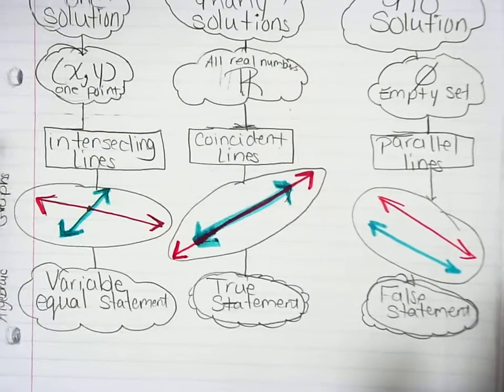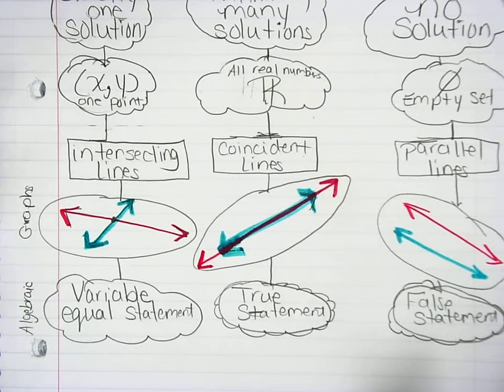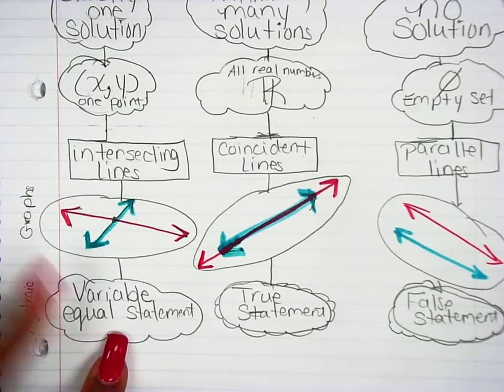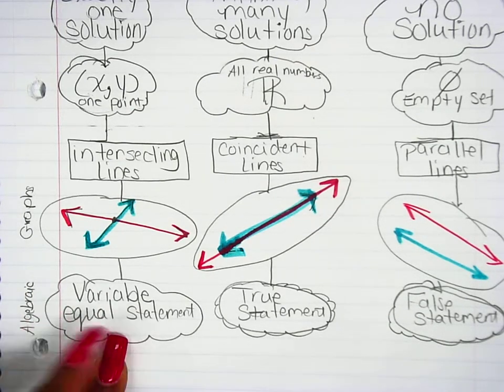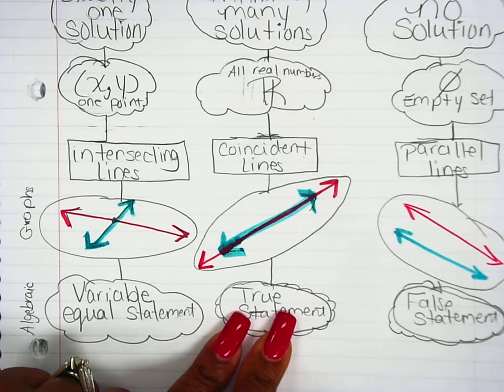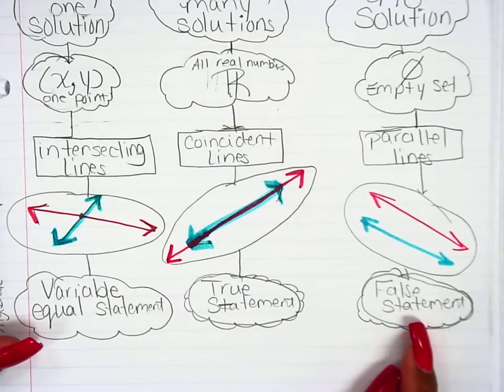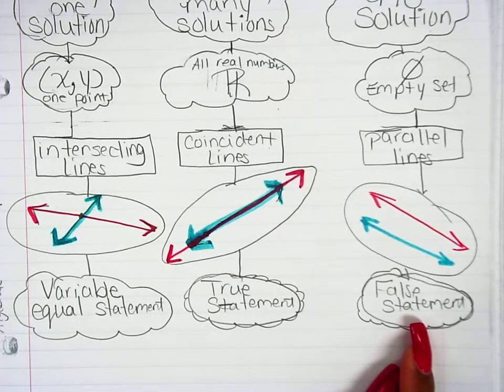If you're solving it algebraically, meaning you're using the substitution method or elimination, you may get a variable equals statement, meaning x equals a number value and y equals a number value. You may get a true statement, like x equals x, y equals y, or 13 equals 13, or negative 2 equals negative 2. That's a true statement. That means that it's infinitely many solutions. Or you can get a false statement. You may get something like 0 equals 7.